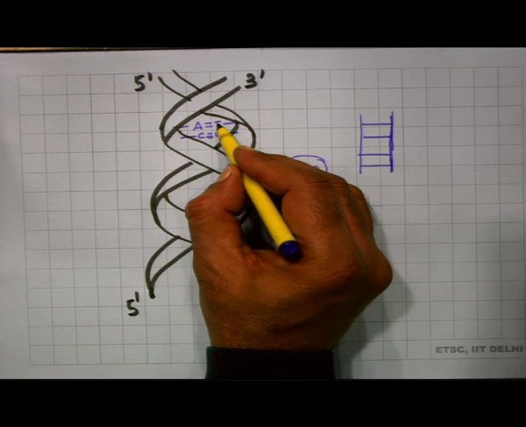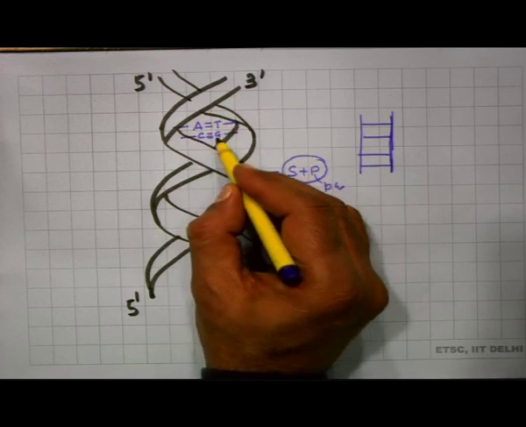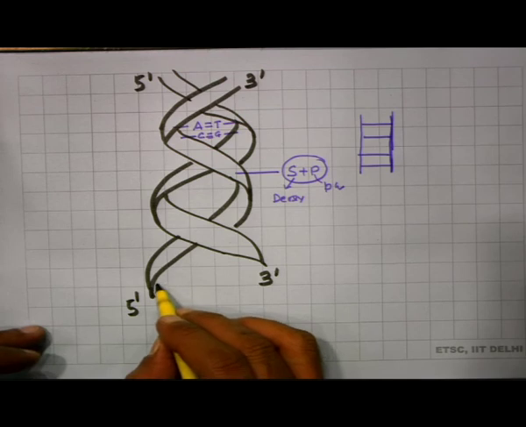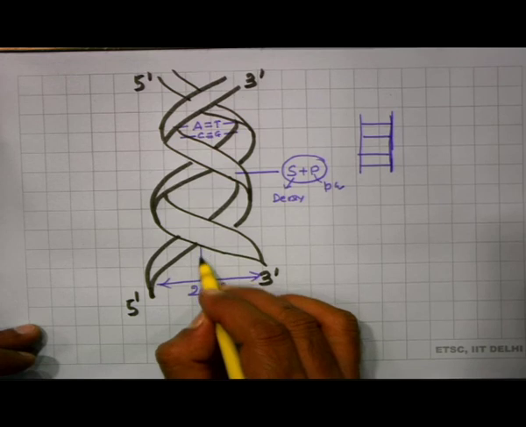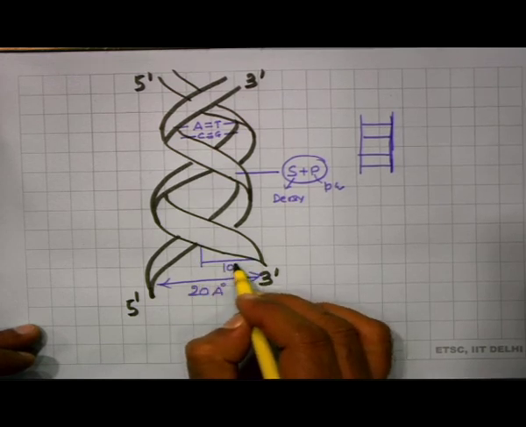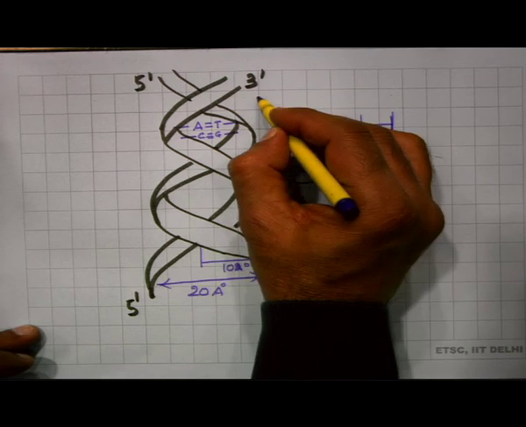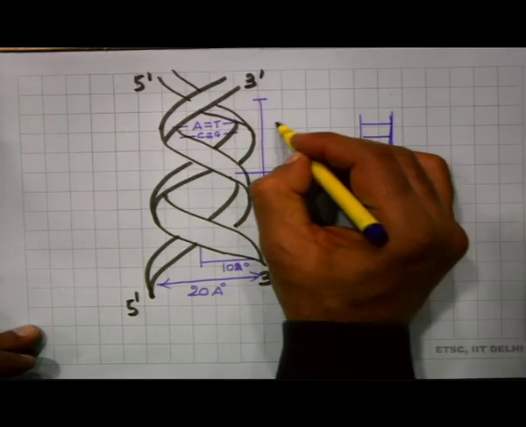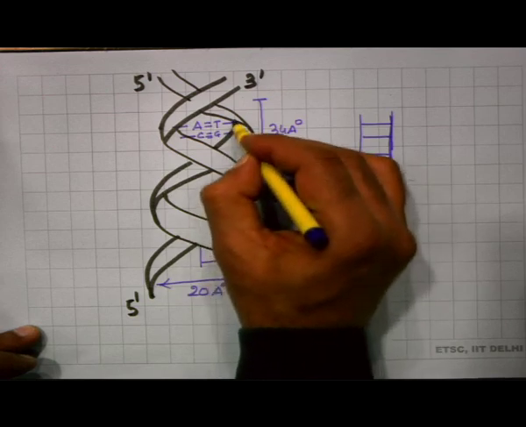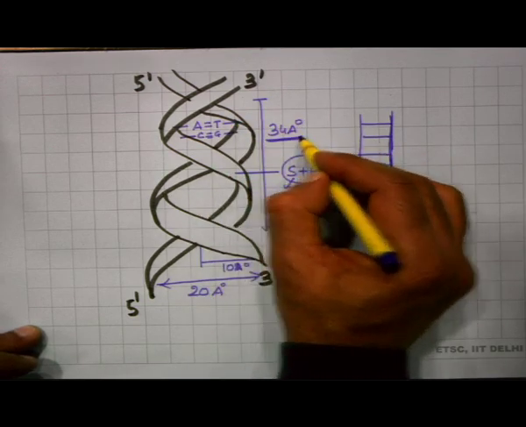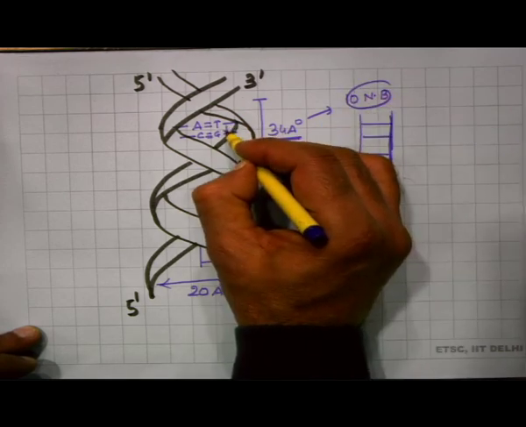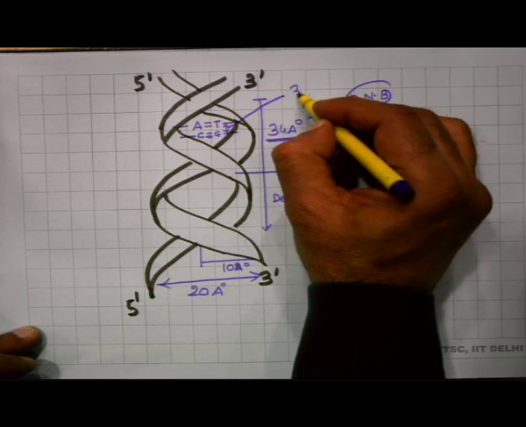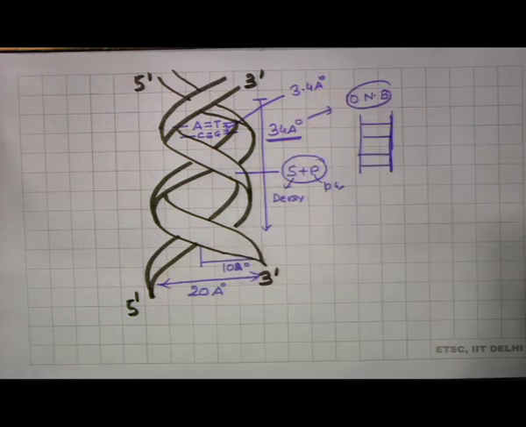Adenine pairs with thymine with the help of a double bond. Cytosine pairs with guanine with the help of a triple bond. The diameter of DNA is 20 angstrom, so the radius will be 10 angstrom. In one complete turn, the distance is 34 angstrom, and in this turn 10 nitrogenous base pairs are there. So, each nitrogenous base pair is equidistantly arranged, that is 3.4 angstrom. So, this is the structure of DNA. You will see this structure in class.